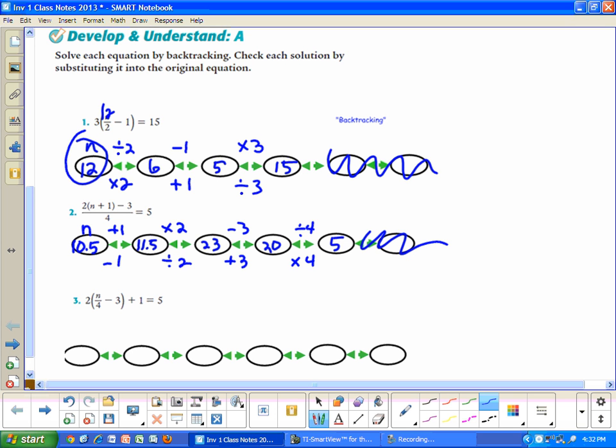So 10.5 plus 1 is 11.5 times 2 is 23, minus 3 is 20, divided by 4 is 5. That works. All right, I'm going to just let you do this one.